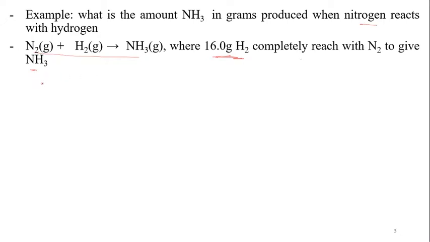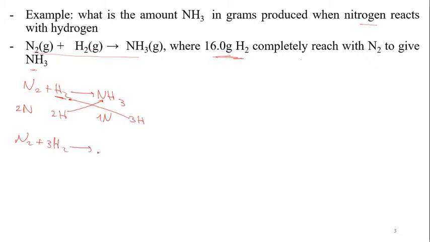So first thing, I have to balance my chemical equation. So N2 plus H2 to give me NH3. This means I have here 2 nitrogens that react with 2 hydrogens to give me 1 nitrogen and 3 hydrogens. So if I multiply these hydrogens by 3 and multiply this ammonia by 2, let's see, N2 plus 3 H2 to give me 2 NH3.